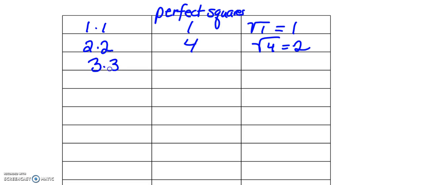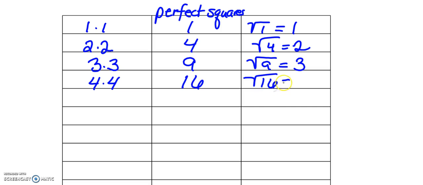If I take 3 times 3, I don't get 6, I get 9. 9 is a perfect square. And the square root of 9 is 3. If I have 4 times 4, that gives me 16. And the square root of 16 equals 4. 5 times 5 gives me 25. And the square root of 25 is 5.